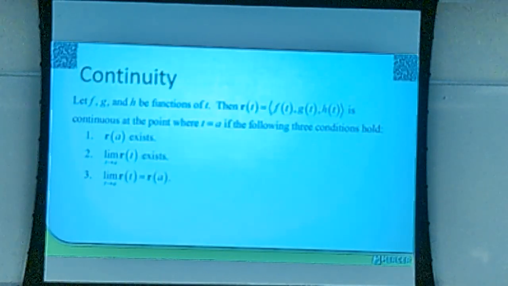Right now, remember you had the different types of discontinuities. You had a removable discontinuity, which is if the first two conditions were satisfied, but the third condition wasn't. You had a jump discontinuity if the first condition was satisfied, but the second wasn't. And then you had an infinite discontinuity if the limit was infinite on either side.